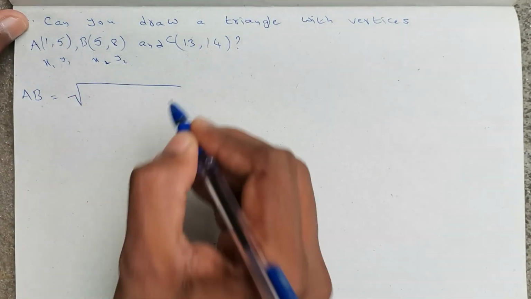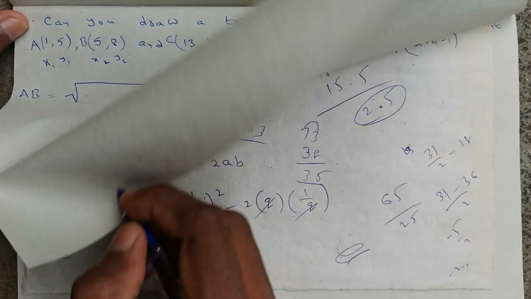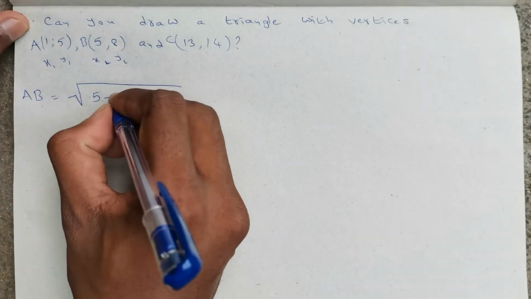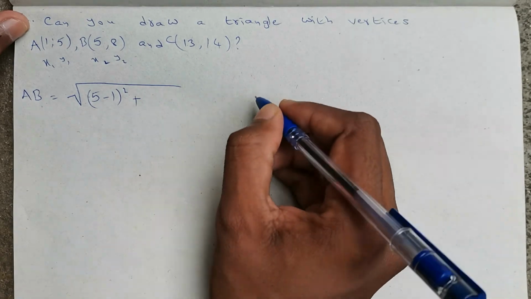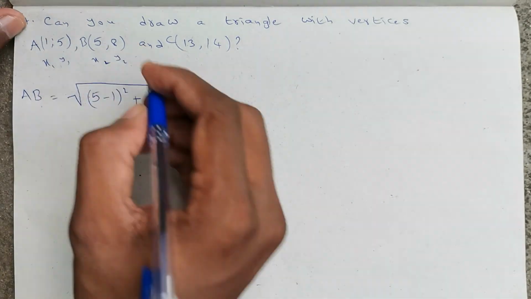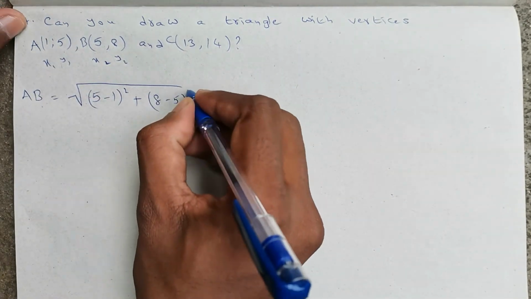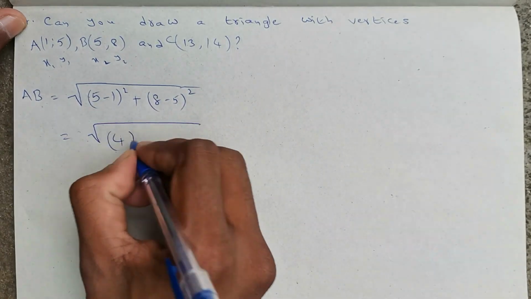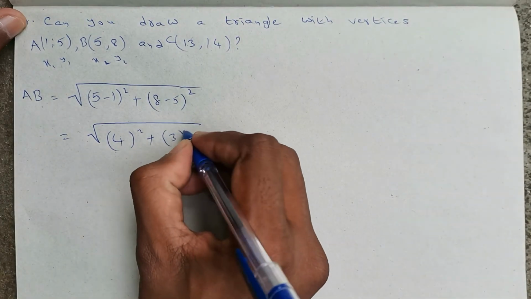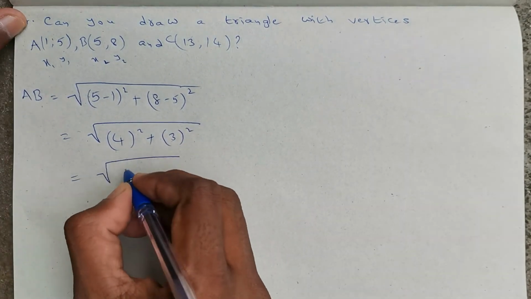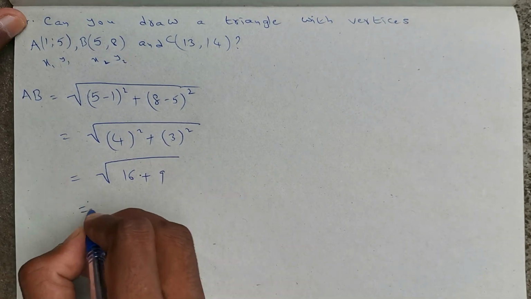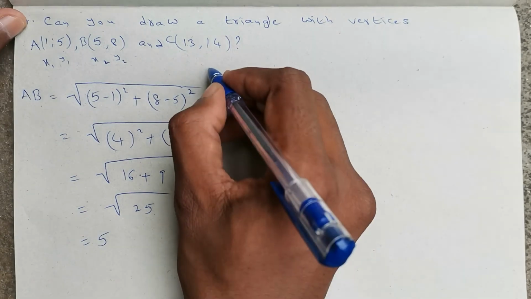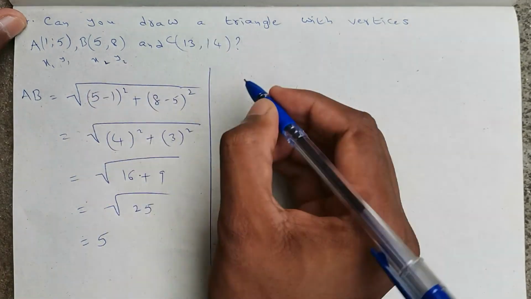Under root x2 minus x1 whole square. Here x2 is 5, x1 is 1. 5 minus 1 whole square plus y2 minus y1. y2 is 8, y1 is 5. 8 minus 5 whole square is equal to under root 5 minus 1, 4 square, plus 8 minus 5, 3 square, is equal to 4 square 16 plus 3 square 9. Under root 16 plus 9, 25. Under root 25, 5. Next I'll find the BC distance.